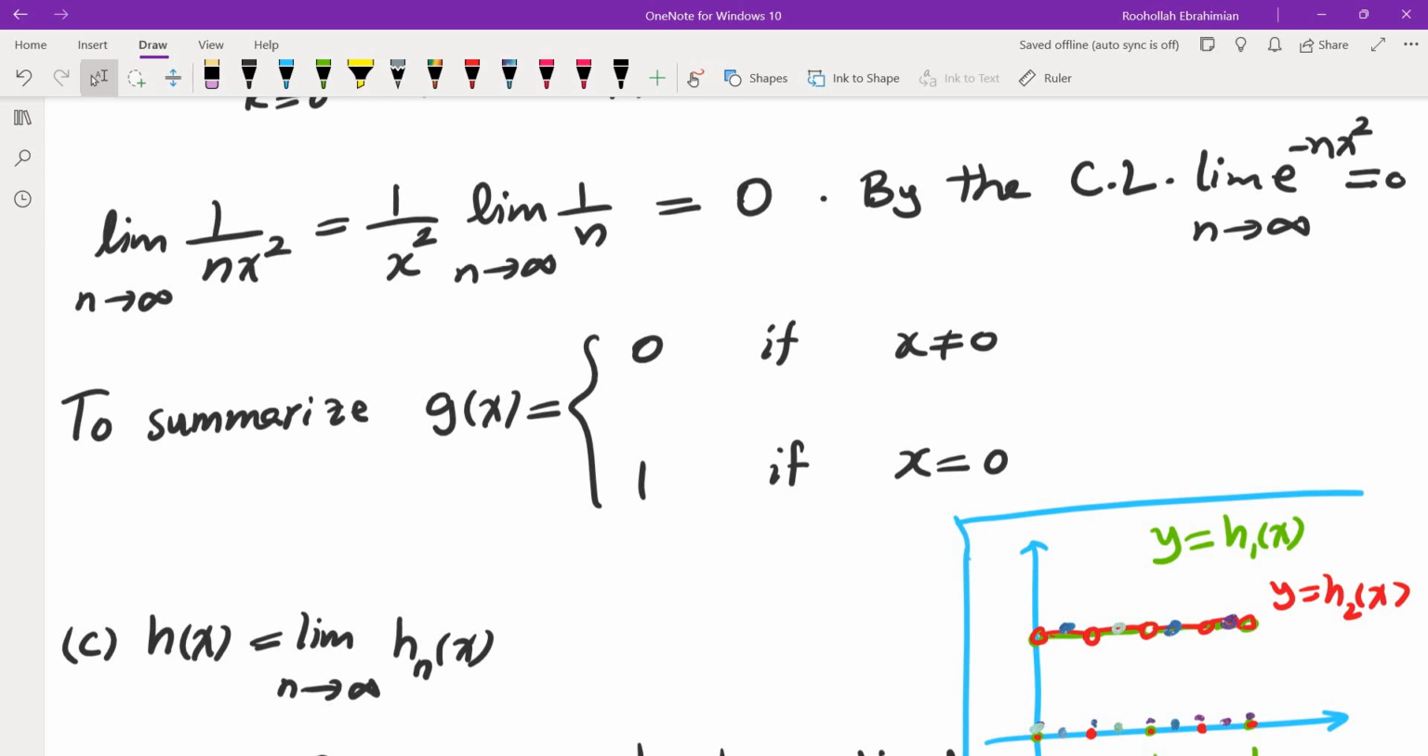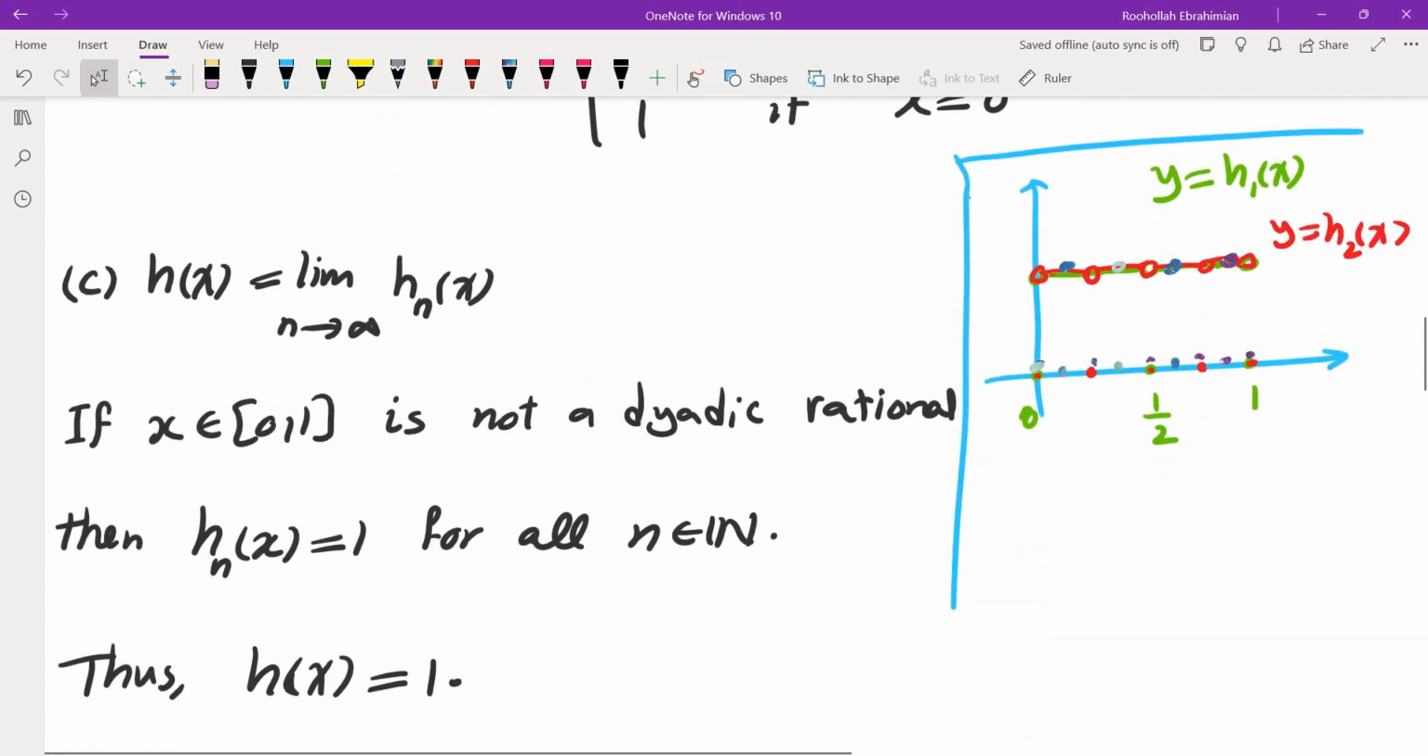And if you look at the third example, every single one of these functions, hn of x, is integrable because it is continuous over the entire interval from 0 to 1, except for a few points. h1 has 3 points of discontinuity. h2 has 5 points of discontinuity: 0, 1/4, 1/2, 3/4, and 1. h3 of x would have 9 points of discontinuity, m over 8 when m goes from 0 to 8. And so on. So each one of these hns is integrable.